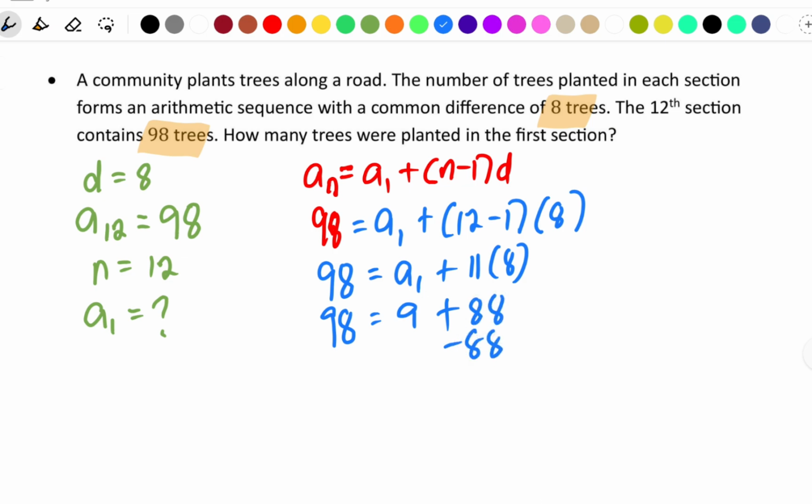And subtract 88 from both sides, we will have 10. A sub 1 is 10. So there are 10 trees in the first section. So the answer is 10 trees.